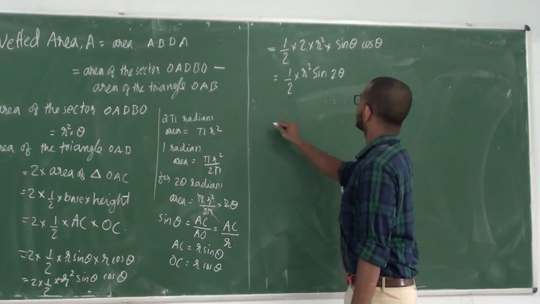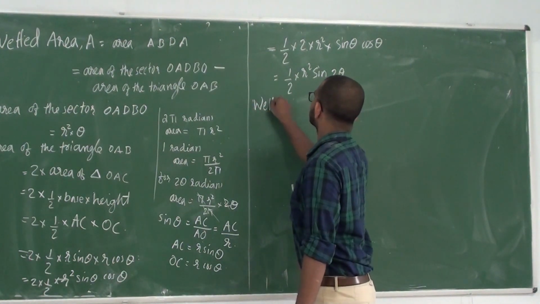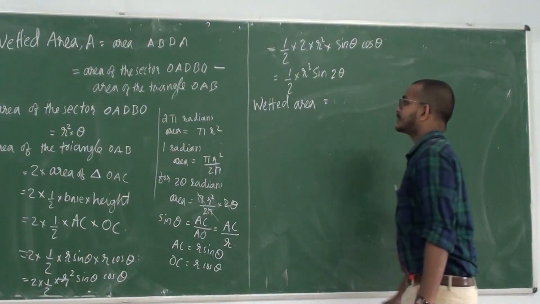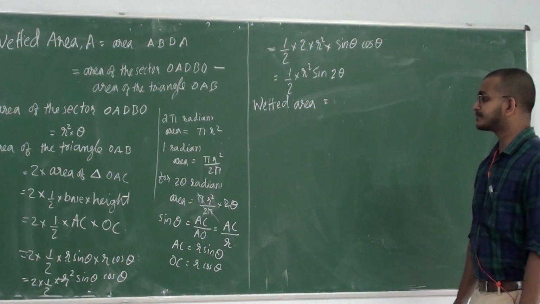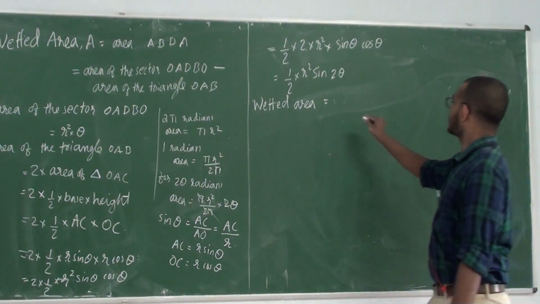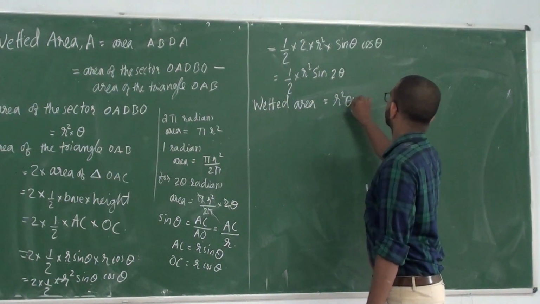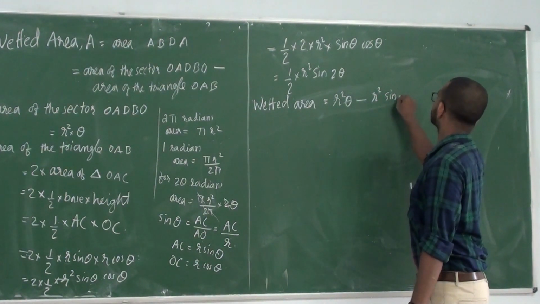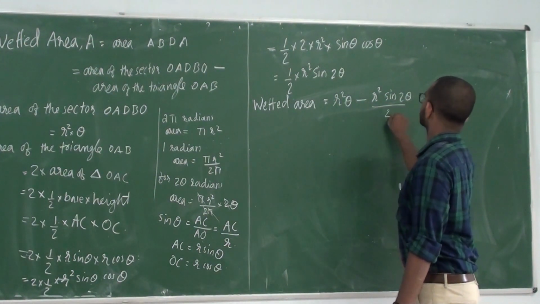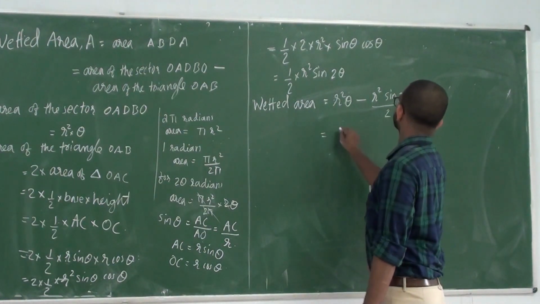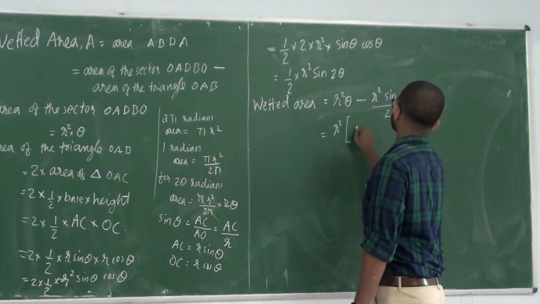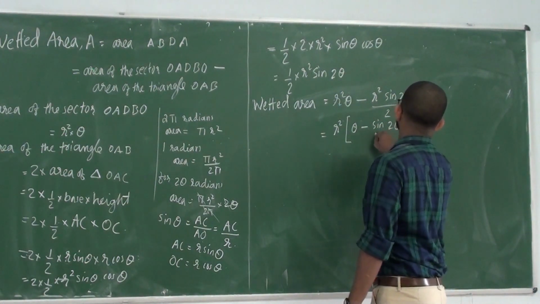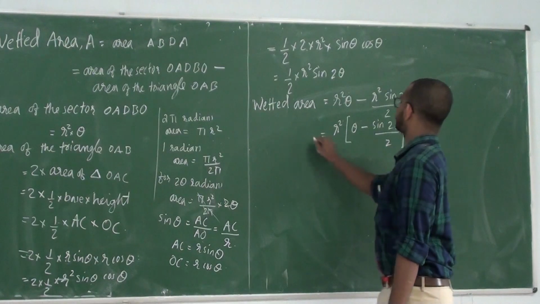Okay, so now the vectored area is equal to area of the sector minus area of the triangle. Area of the sector is r square theta minus area of the triangle is r square sin 2 theta by 2. So this is equal to r square into theta minus sin 2 theta by 2. So this is the vectored area A.